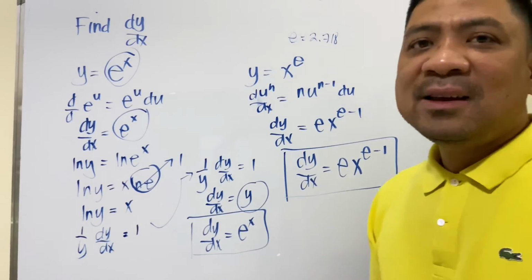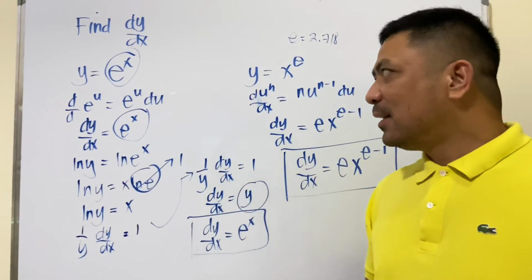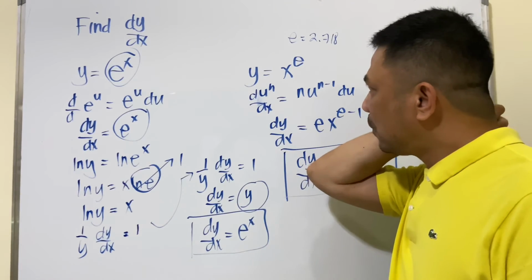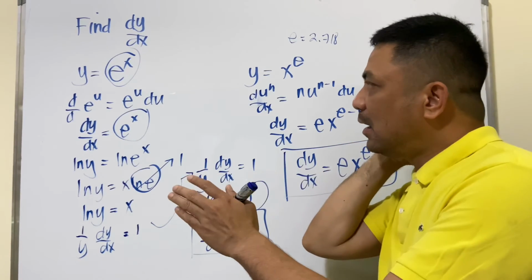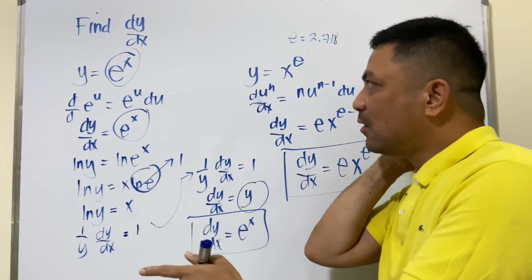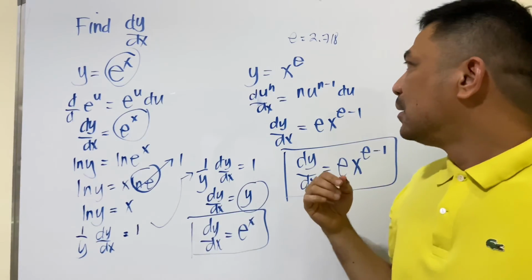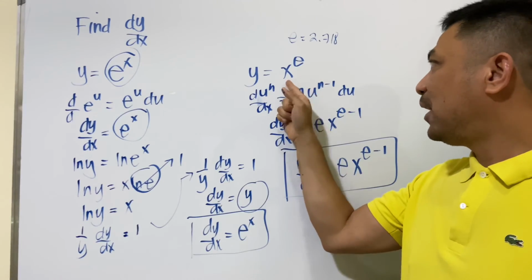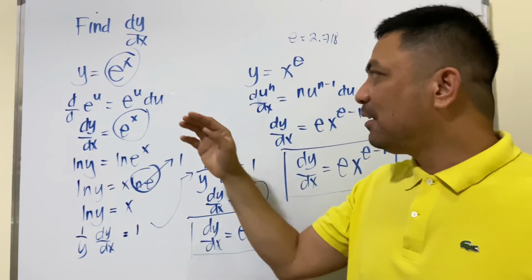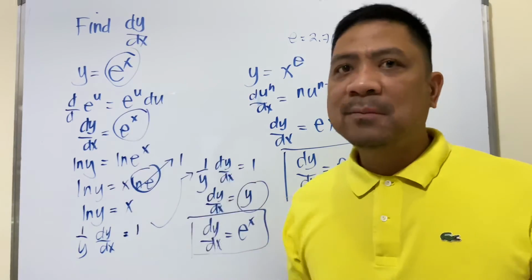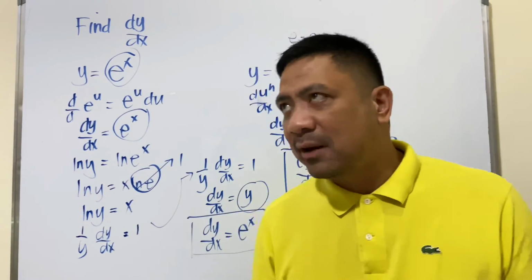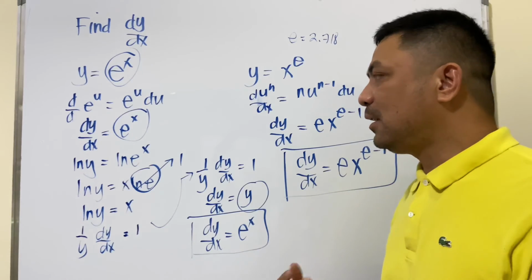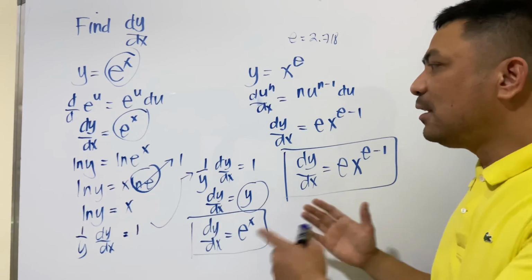I think this is where most of the students get confused. You can only apply the power rule if you have a variable raised to a constant. But if you have a constant raised to a variable, it's a different scenario, a different approach to the derivative. So this is the difference between the two.